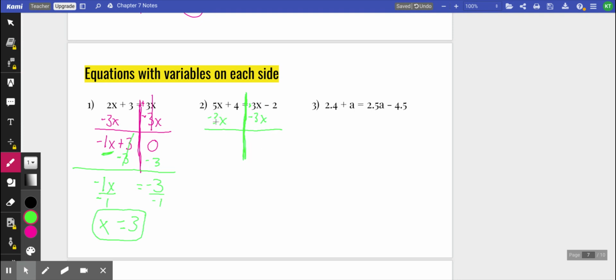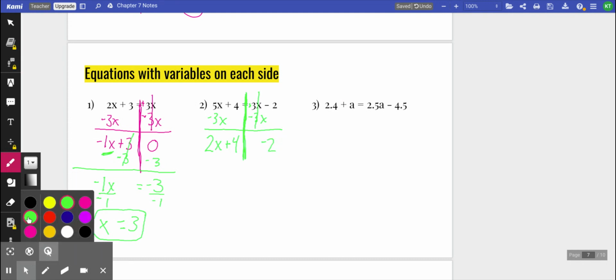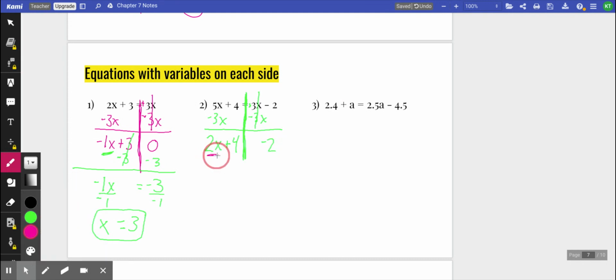So over here, 5x minus 3x is 2x, right? I still have that positive 4 over here, right? So this didn't cancel. I still had 2x left after I did that operation. Nothing with the number, it is positive 4, right? Over here, positive 3x and negative 3x cancel, and I bring down that negative 2. So here's my variable term, right? I have multiplication and addition, so it's going to take me 2 steps to solve from here.